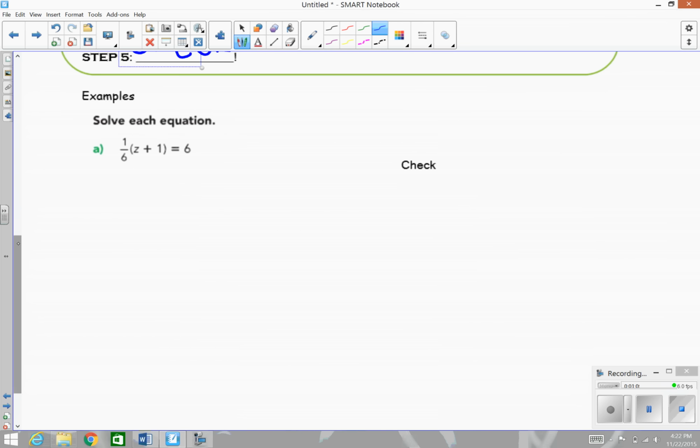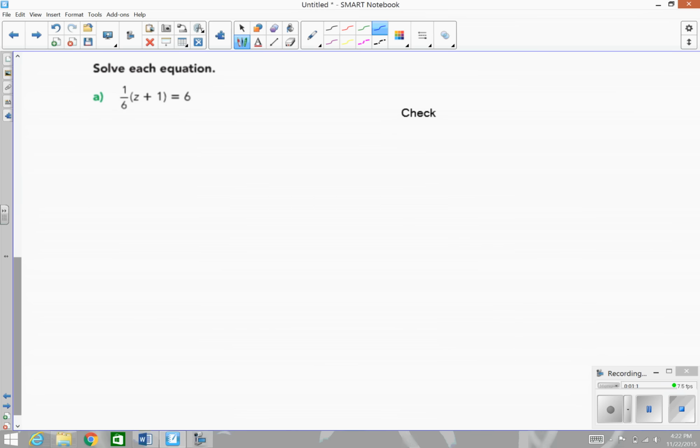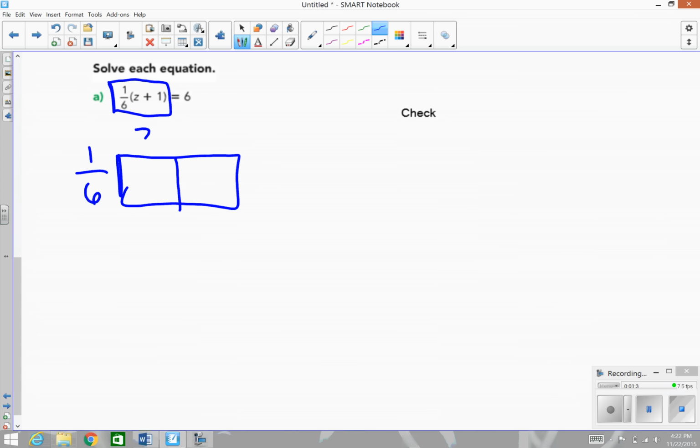Okay, so if we start with our first example here, this one only has distributing. This is factored form where the GCF, or the factor, has been pulled outside, and then we have the rest of the expression inside. So this is what I'd like to distribute. I'm going to set up my box. 1/6 on the side, and then z plus 1 up top. 1/6 times z is 1/6 z, and 1/6 times positive 1 is positive 1/6.